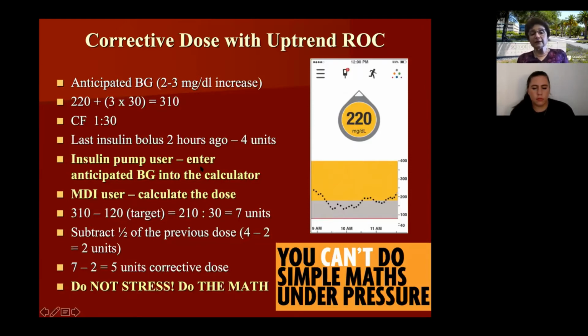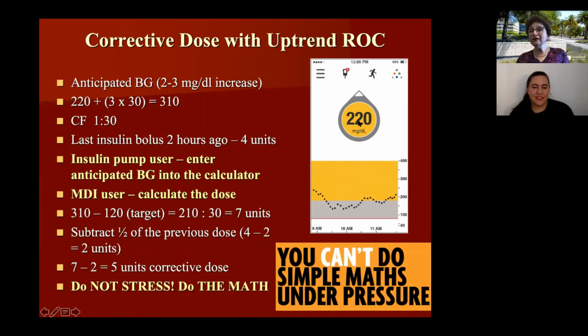So again, for insulin pump users who are not using a closed loop system, when you enter the glucose for the calculator, you can enter what the anticipated blood sugar is, if you're using the manual pump mode. And for MDI users, you would just calculate the dose and give yourself that. Just don't stress out about it. Don't take the whole 20 units at once, just do the math and see how much you really need.